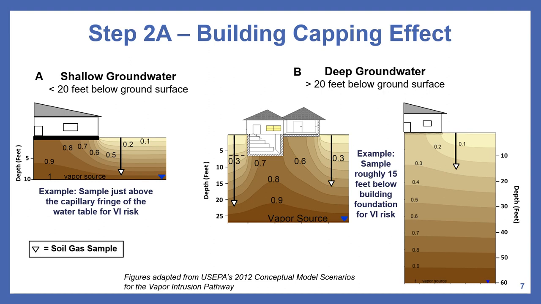Therefore, for buildings with slab-on-grade or basement foundations, vapor-forming chemical concentrations collected from exterior soil gas samples located at deeper depths are less likely to underestimate sub-slab soil gas concentrations compared to shallower exterior soil gas samples. Figures on this slide show conceptual model scenarios for the vapor intrusion pathway considering the slab capping effect.